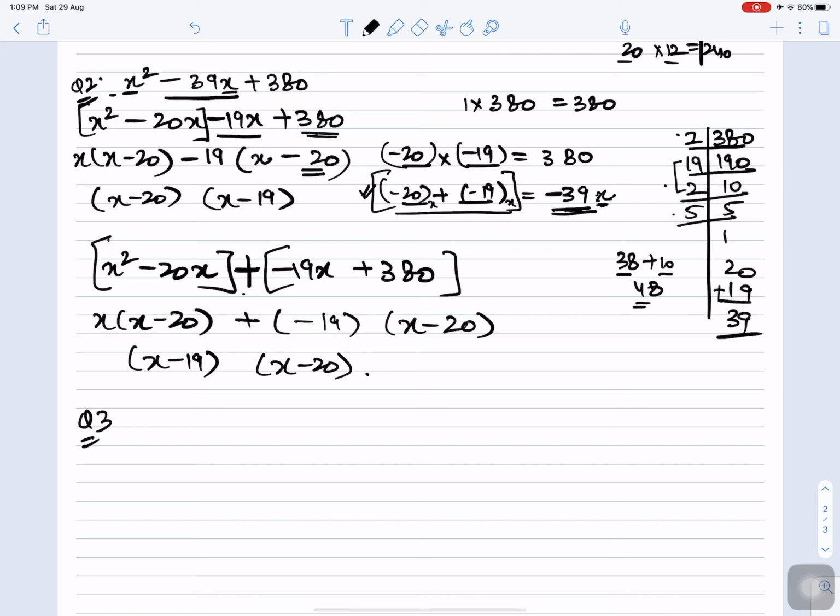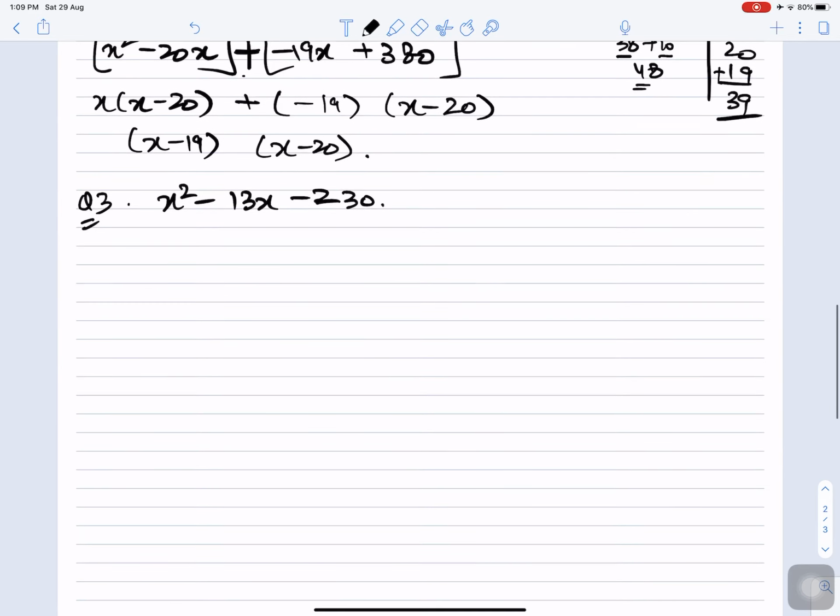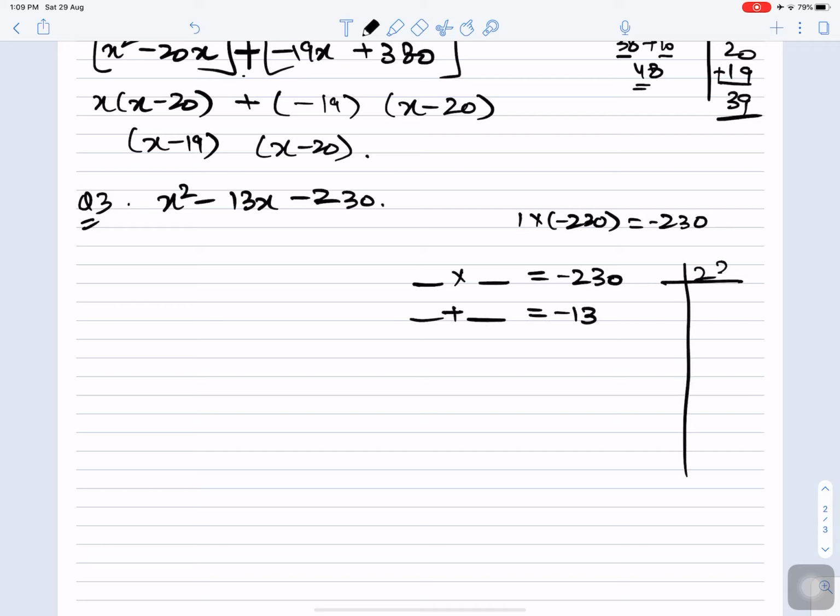Now question 3. Question 3 says x square minus 13x minus 230. Now what? Again the same procedure. 1 multiplied by minus 230, my answer comes out to be minus 230. Means you have to multiply two numbers in such a way that the answer comes out to be minus 230, and when you add these two numbers, your answer comes out to be minus 13.